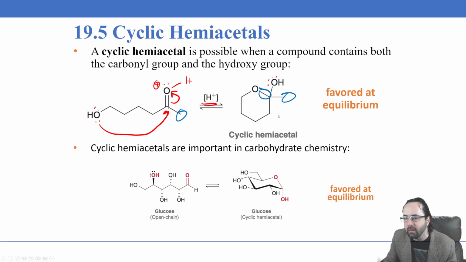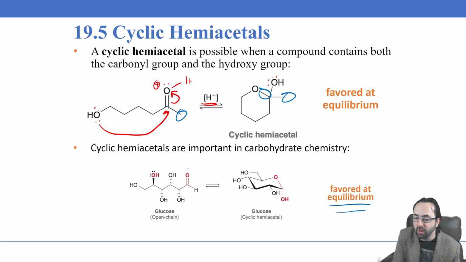And the cyclic hemiacetals, you'll see these all the time in carbohydrates. These are quite exceptionally stable. So for example, in glucose, there's an equilibrium between the ringed form, the cyclic hemiacetal, and the open chain form, and the ring form is actually favored at equilibrium. So there's a stability to this ultimate product. And again, it goes through the protonated intermediate in acidic conditions, and then we have the nucleophilic attack.